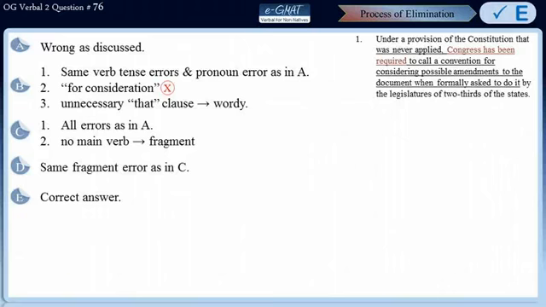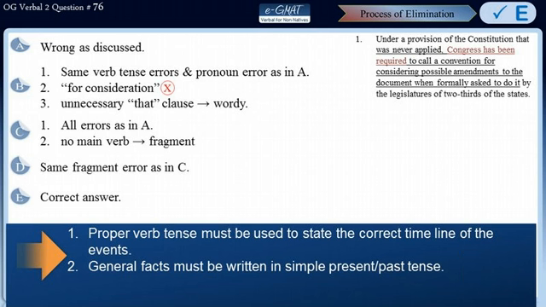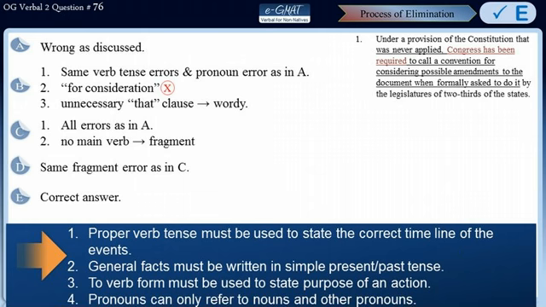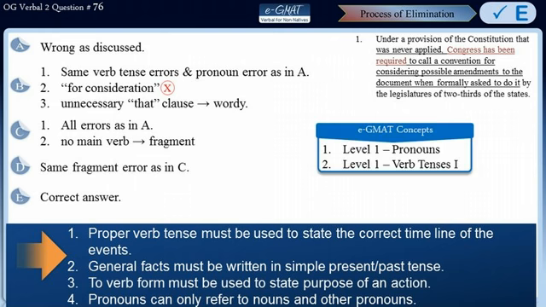This brings us to the takeaway messages. Proper verb tense must be used to state the correct timeline of the events in the sentence. Also, general facts must be written in simple present or past tense depending upon the context of the sentence. To verb forms must be used to state the purpose of an action. Also, pronouns can only refer to nouns and other pronouns. The concepts tested in this sentence have been covered in e-GMAT concepts, level 1 pronouns and level 1 verb tenses.